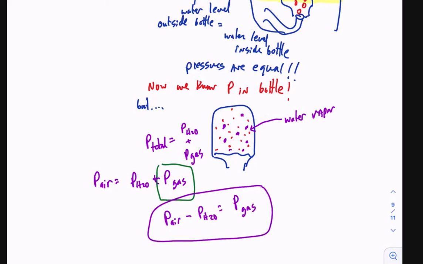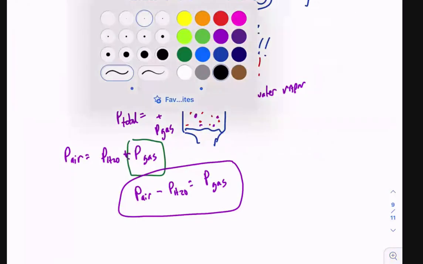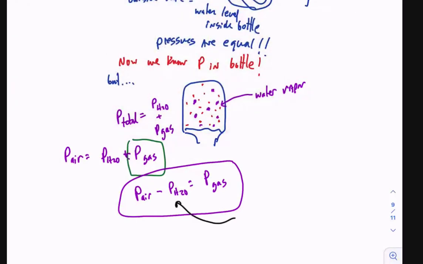And you know what? The air pressure is always known. It's always a given. So the pressure of the water vapor is very simple to find. This value is just found in a table. There's a list of pressures of water vapor, and it's going to be based on temperature.